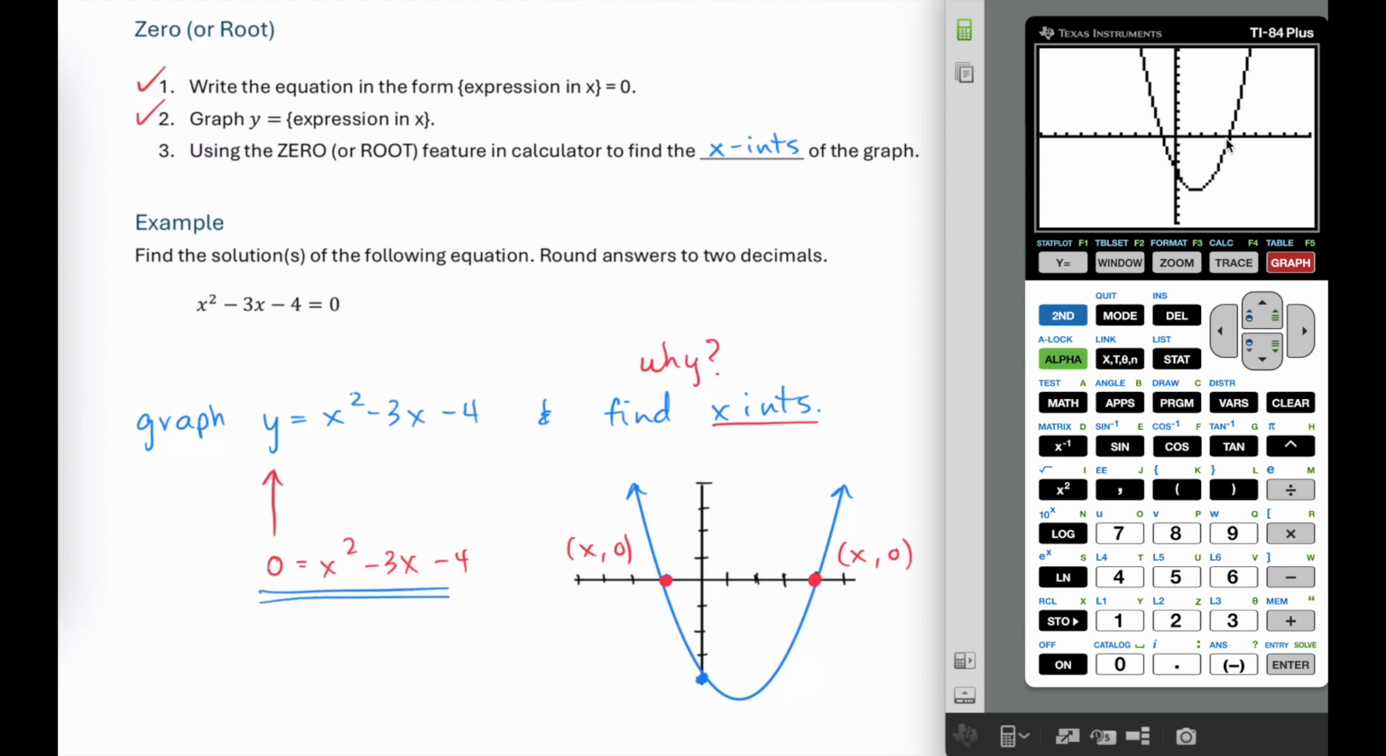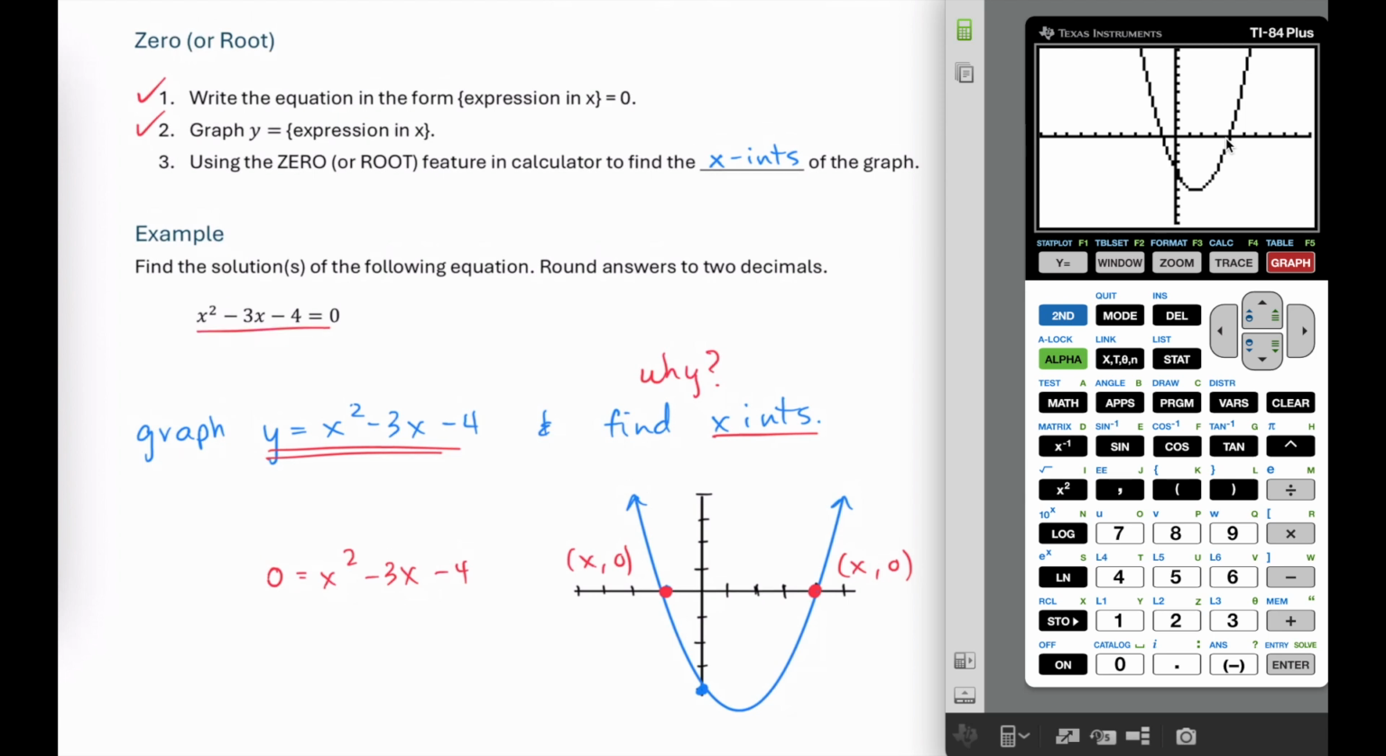Well, when we do that, we end up with the same equation that we started with. So if we find the x-intercepts on this graph, that's going to give us the same x values that are the solutions to this equation. And in order to do that, we're going to use the zero feature on the calculator. X-intercepts are sometimes also considered to be zeros.